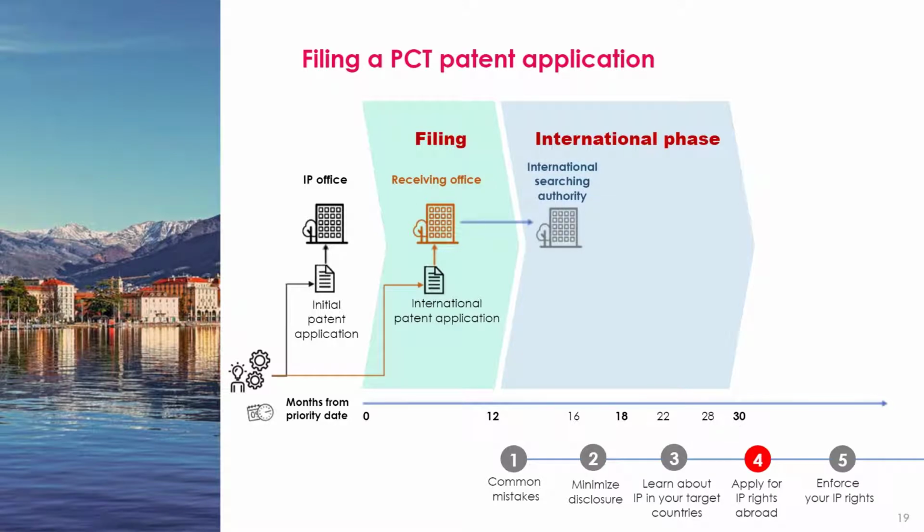Next, an international search to determine the patentability of your invention will begin. This is carried out by something called the International Searching Authority. SIPO is the International Searching Authority for international applications filed with SIPO. You can also elect SIPO as the International Searching Authority for applications filed with WIPO if two or more Canadians or Canadian residents are the inventors.